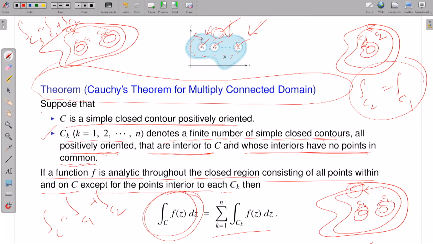That means in my picture, the blue shaded region where my contour C is, along with C1, C2, ..., Cn, also lies in the blue shaded region, and they are also interior to the domain bounded by C. If this is satisfied, along with the fact that my function f is analytic on the multiply connected domain, then I can write the integration over C of f as the sum of the integrations over Ck. So this is the corresponding Cauchy's theorem for a multiply connected domain.